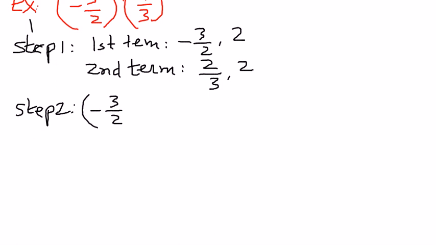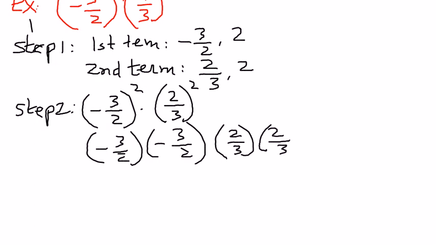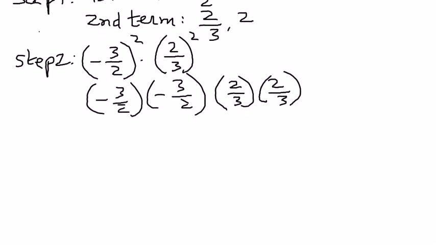Negative 3 over 2 raised to the power of 2 times 2 over 3 raised to the power of 2. And the way we want to write it out is: the base term negative 3 over 2 is going to be repeated 2 times, negative 3 over 2 times negative 3 over 2, like that. And then the second term, the base term, will be repeated 2 times, 2 over 3 times 2 over 3. We have all the steps which are involved in this particular problem. We have written it down, and now it is a matter of simplifying the math.